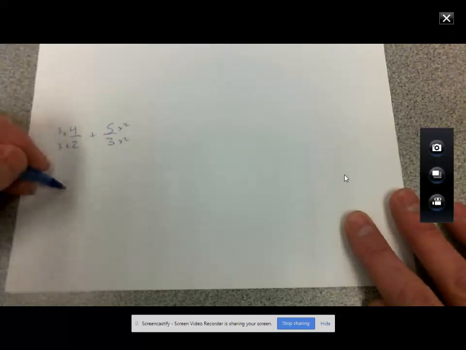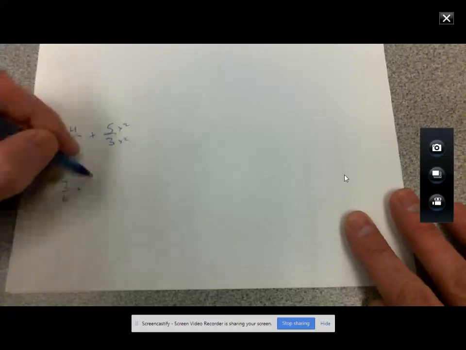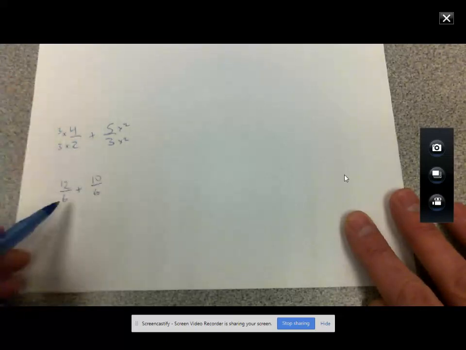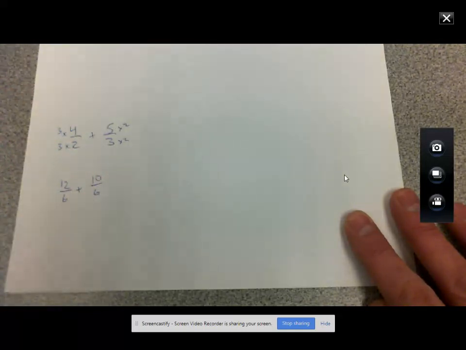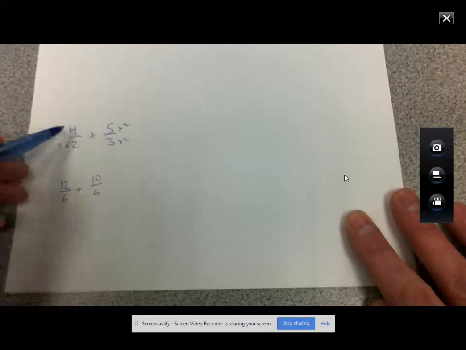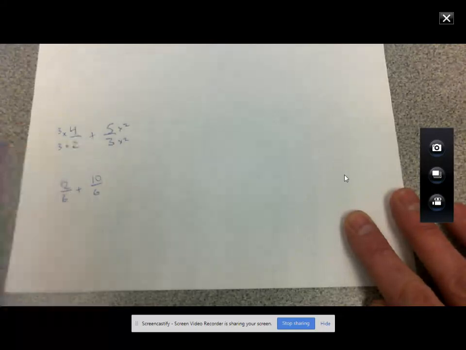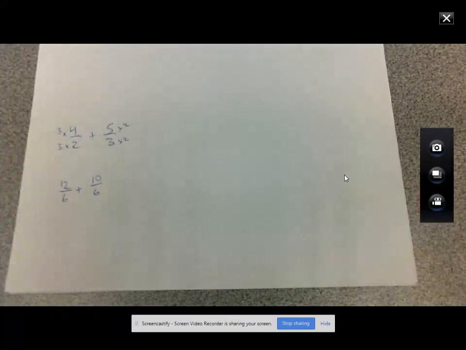I would get 12 sixths, and I would get 10 sixths. And now I have a common denominator. So I can add these two together. To combine fractions, to add or subtract fractions, you need to have a common label. You need to have a common denominator. And one way to do that is to multiply those two denominators together.